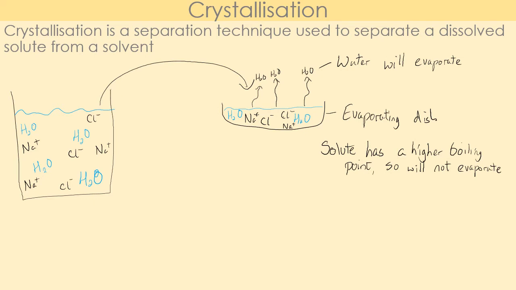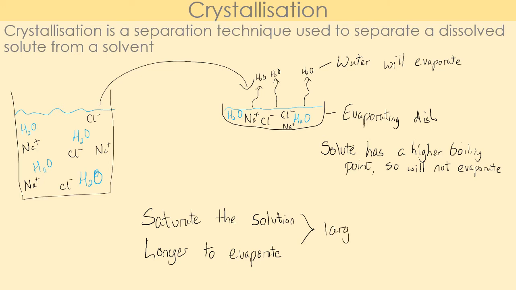Now there are times when we want to make larger crystals or smaller crystals. To make a larger crystal, there are two things that we can do. We can saturate the solution. And when I say saturate, I mean that we can add no more of the solute into the solvent. We keep adding more and more of it in until it stops dissolving. We saturate the solution, we get larger crystals. Also, the longer it takes to evaporate, the larger crystals we get. So both of these give us larger crystals.